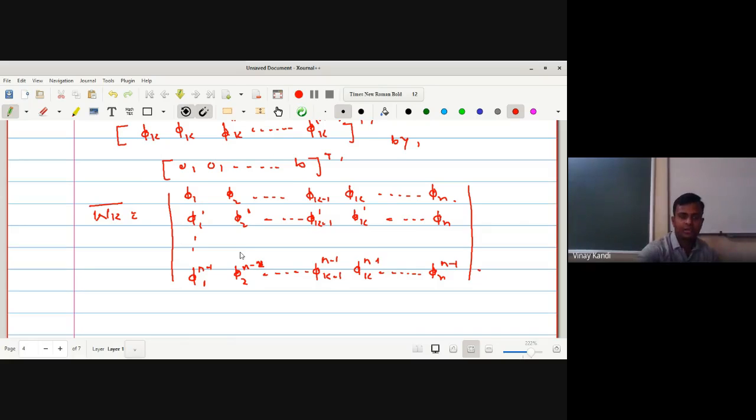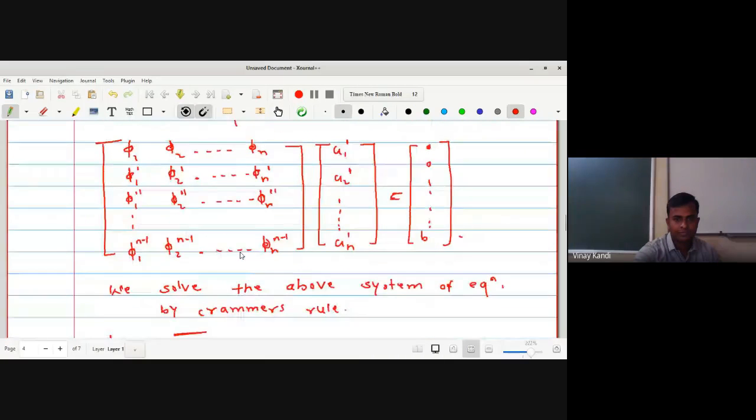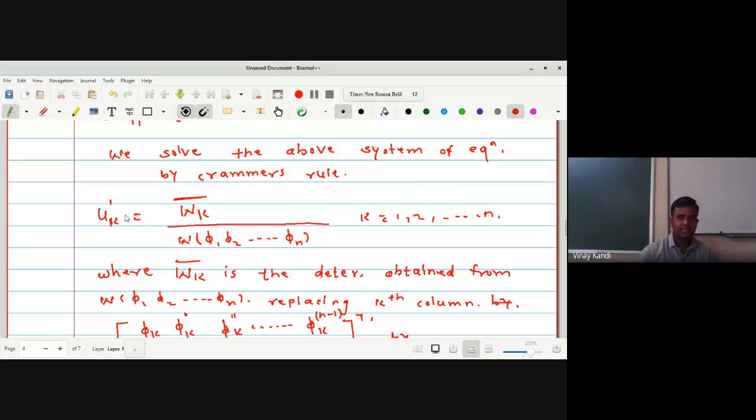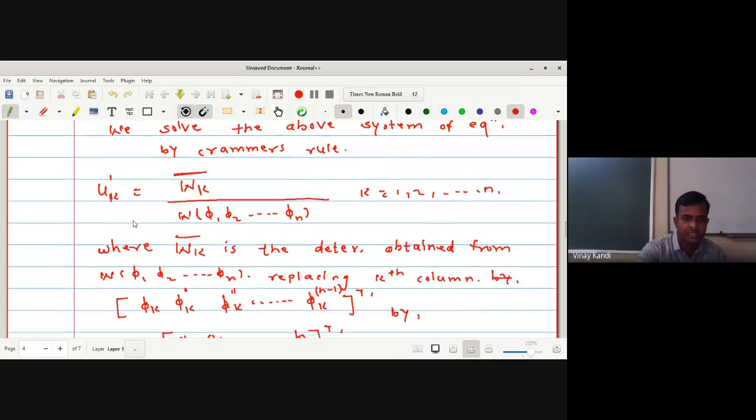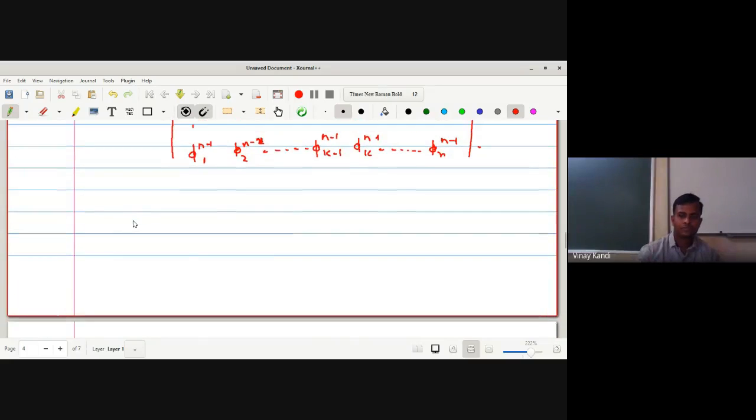Okay, so here we get from this equation uk dash is equal to Wk bar upon W, the determinant of phi1, phi2 up to so on phi n.